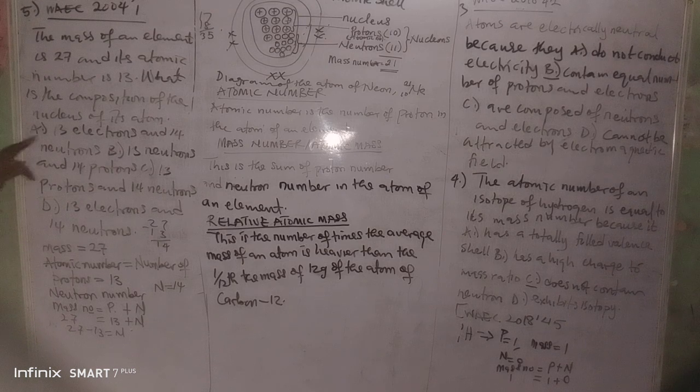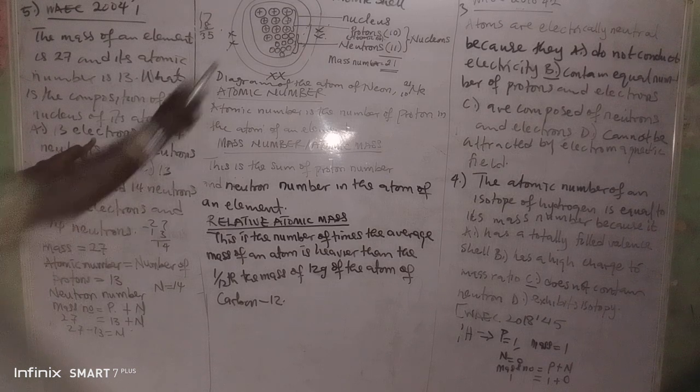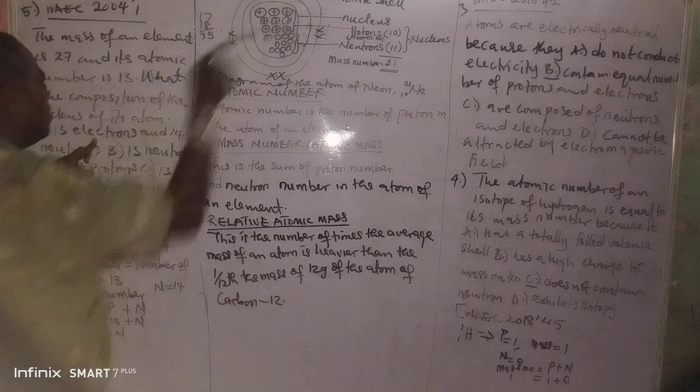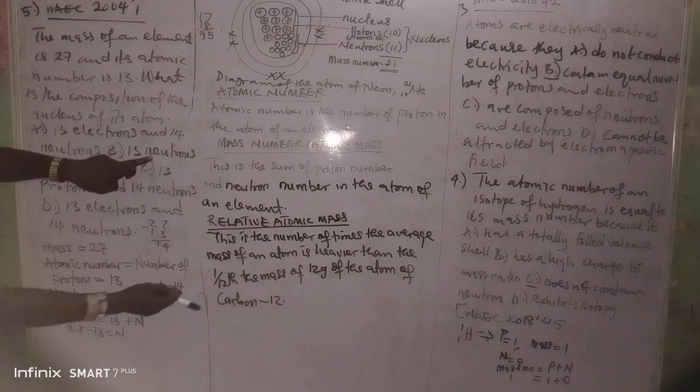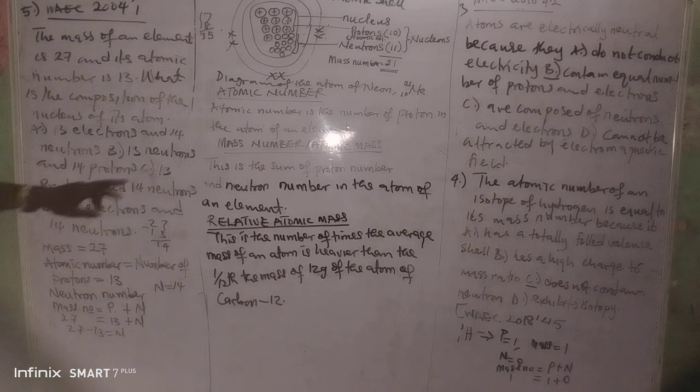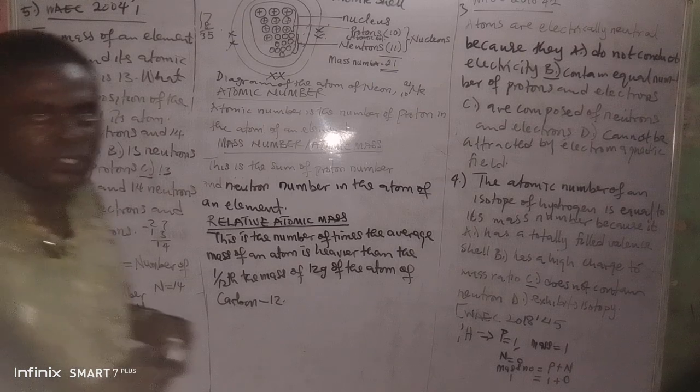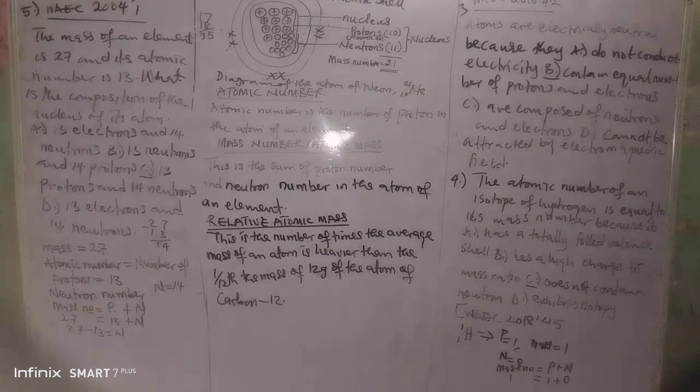Do we have anything like that? 13 electrons? Electrons are outside, not inside the nucleus, so this answer is wrong. 13 neutrons? No, neutron number is 14, so this one is wrong. Then C, 13 protons, which is correct, and 14 neutrons. So our right answer is option C. So let's see another question.